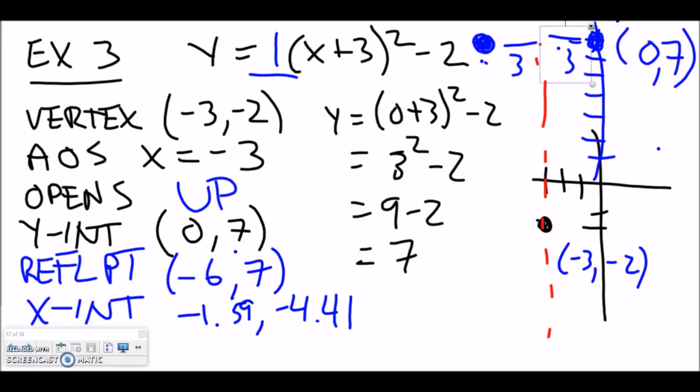We can actually graph this now, sorry. So we can find the vertex, axis of symmetry, which way it opens, the y-intercept by letting x be 0, the reflective point, and then the x-intercepts by letting y equal 0. Those are our 3 examples. Now you can do the worksheet.